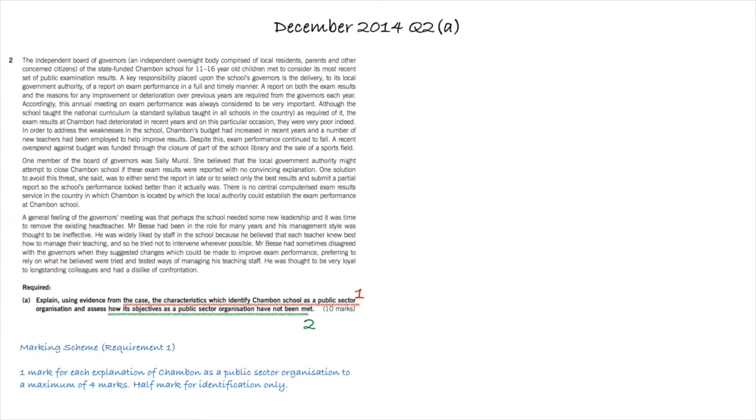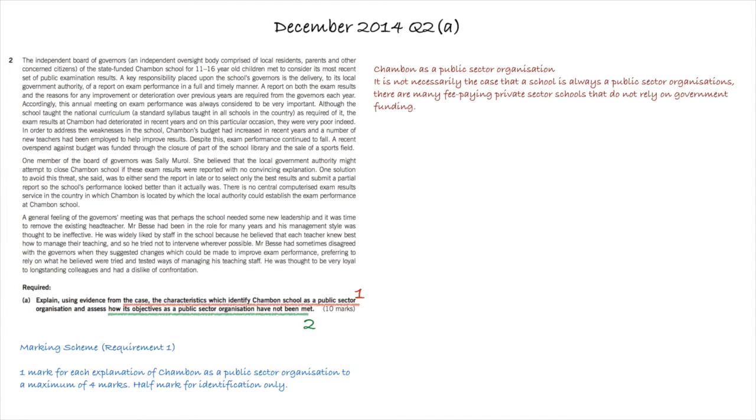So let's think about how we could answer this. Again, I want you to concentrate on how you present your answer to the examiner. You've got to use short, succinct paragraphs, and you've got to use headings. So I would be setting out exactly what I'm going to say by saying, first of all, a heading of Chambon as a public sector organisation. So that tells the examiner what I'm about to discuss. I would then be using subheadings and subparagraphs. So I'd be maybe setting the scene by saying it's not necessarily the case that the school is always a public sector organisation.